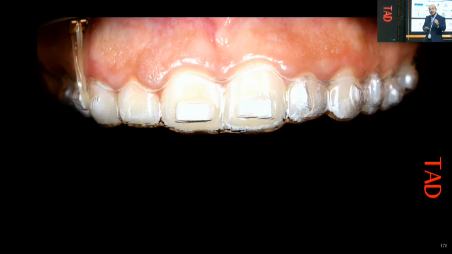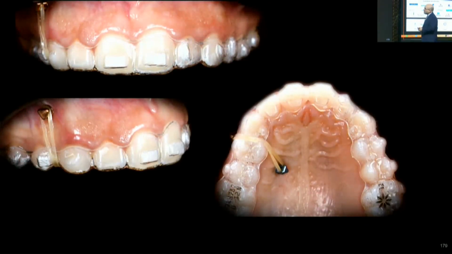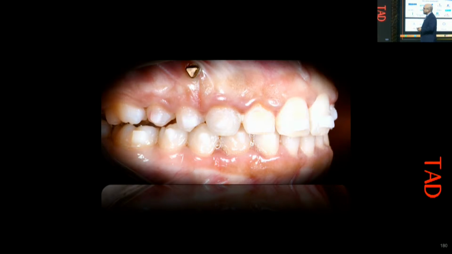Of course, I told her I have to use TADs to intrude this amount and to differentially create force vectors to tilt the occlusal plane. I needed some TADs on the upper right side. And this is where I place TADs to be able to intrude here, and also a palatal TAD in the palate between the two premolars. Now, you can see after the intrusion, you can see the effect of how we intruded the upper right area.